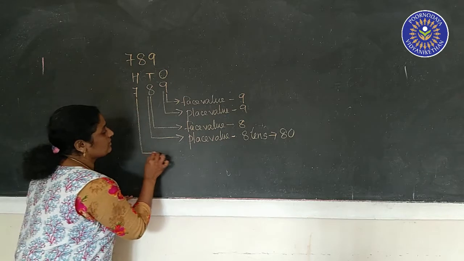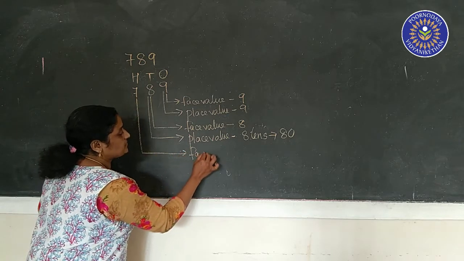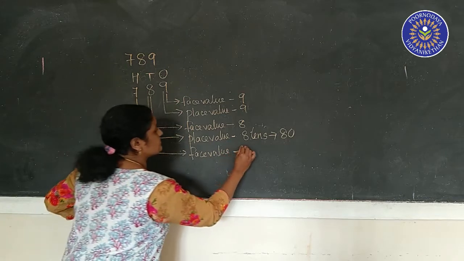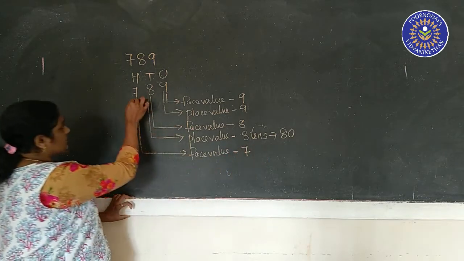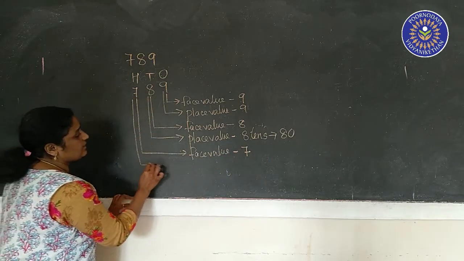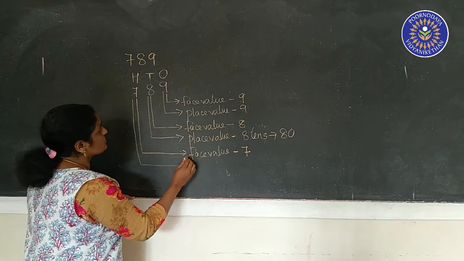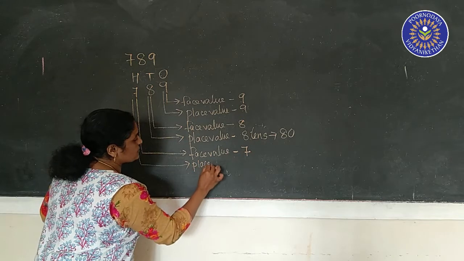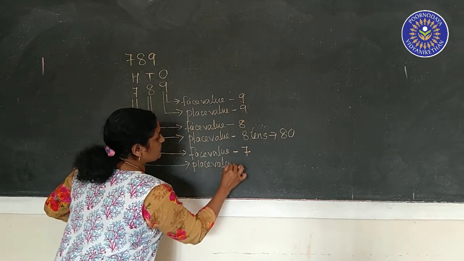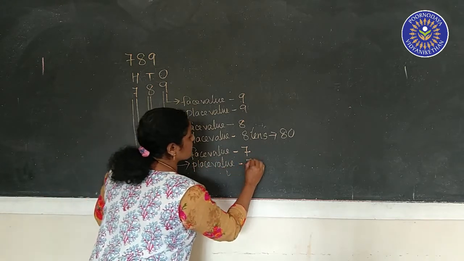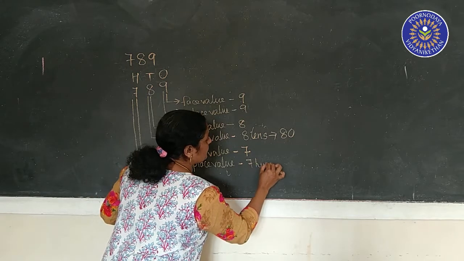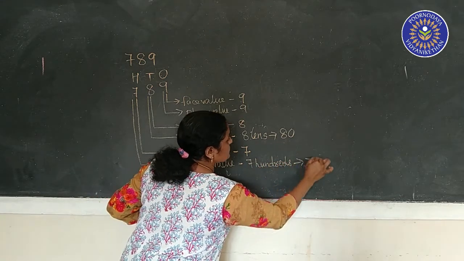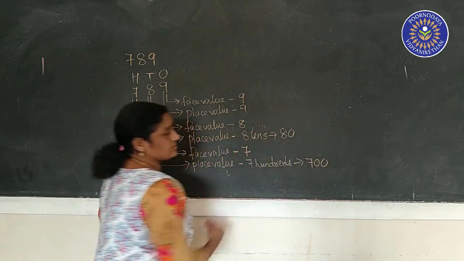Then in hundreds place, what is in hundreds place? There is 7. What is the face value? Face value is 7. 7 is in hundreds place. So the place value of 7. Place value of 7 is 7 hundreds. 7 hundreds. That is 700.